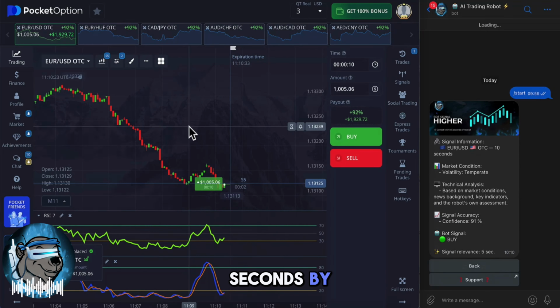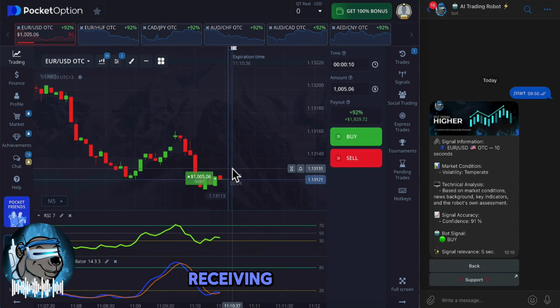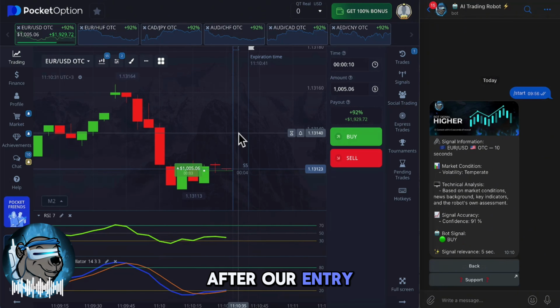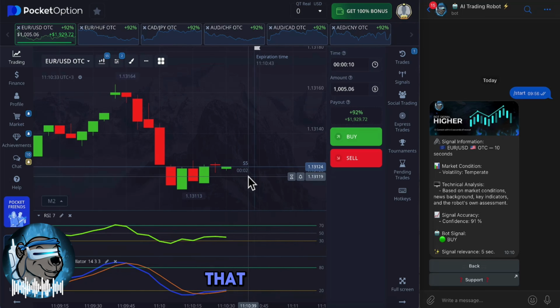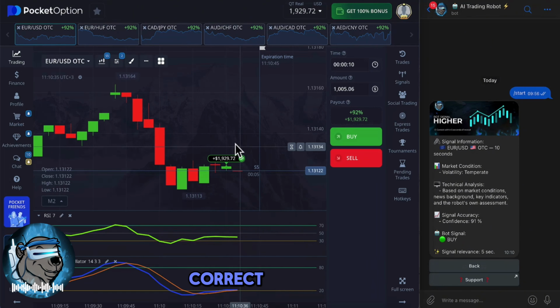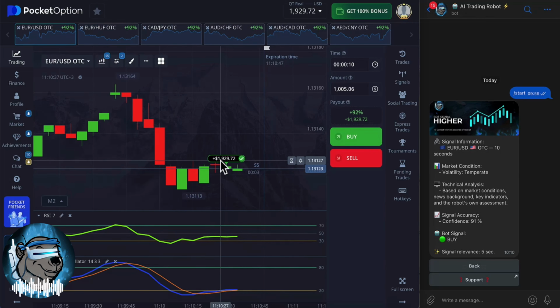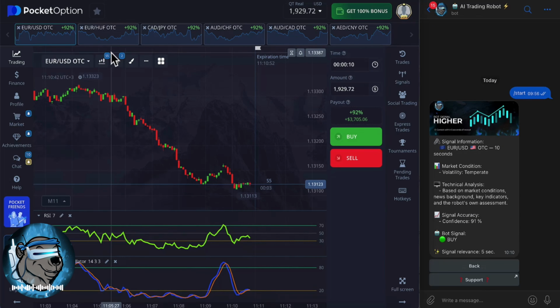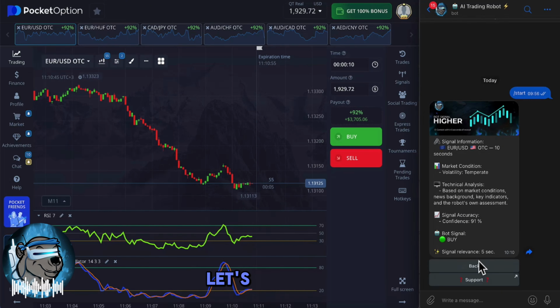10 seconds. Buy. I open the trade immediately after receiving the signal. We can see that the price immediately starts rising after our entry point, and what does that prove? That the trading robot made an absolutely correct decision by giving us this signal. I have already earned $1,900 in just about 7 trades. An excellent result. Let's keep going.